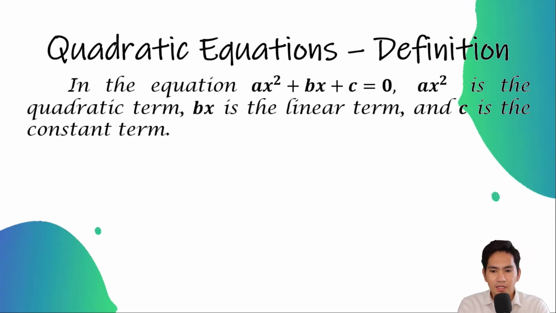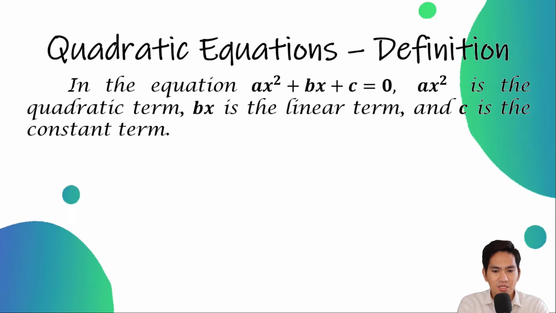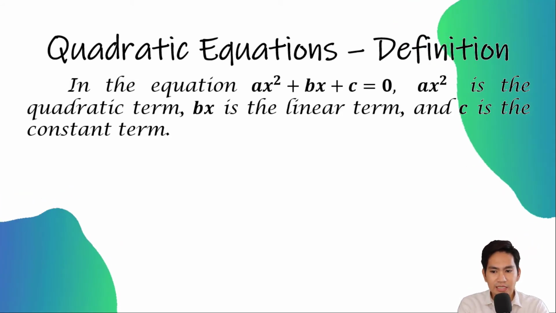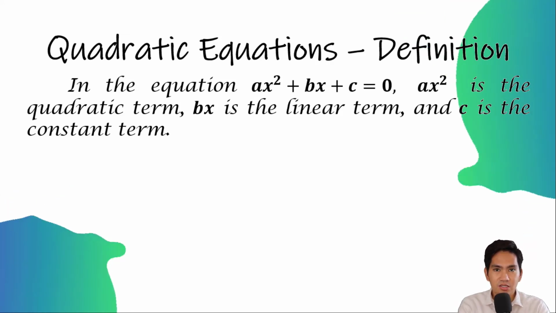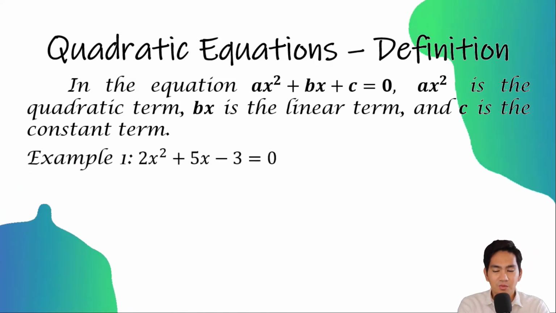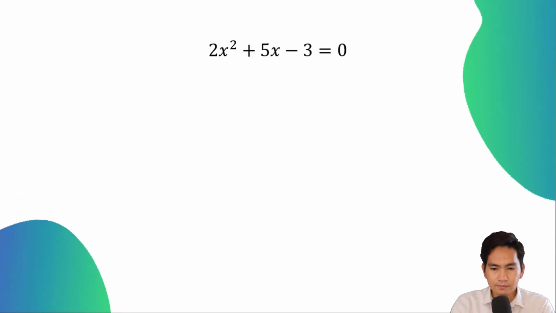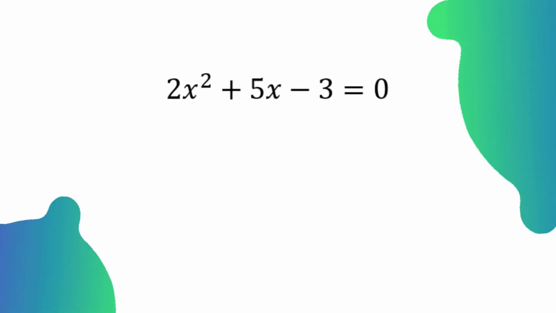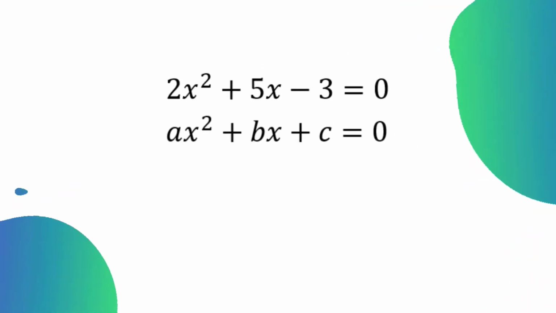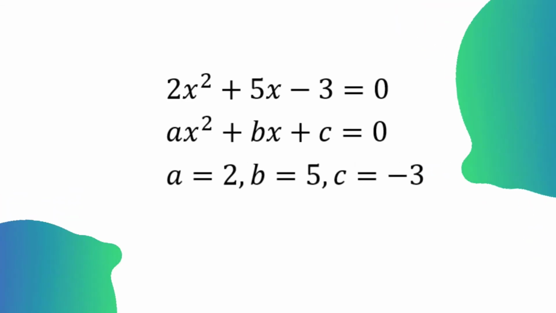Another thing, in the equation ax squared plus bx plus c is equal to 0, ax squared is the quadratic term, bx is the linear term, and c is the constant term. Example number 1: 2x squared plus 5x minus 3 is equal to 0. The given equation here is already written in the standard form. So we just have to identify its a, b, and c. So a is equal to 2, b is equal to 5, and c is equal to negative 3.